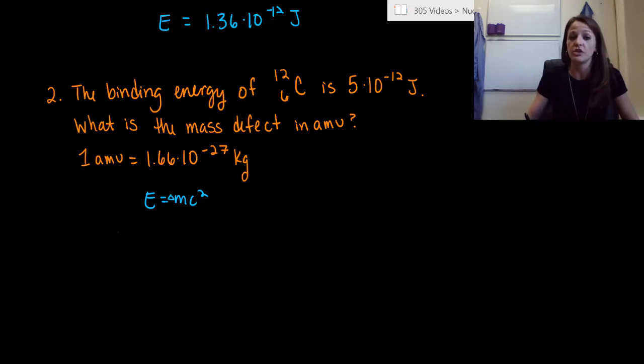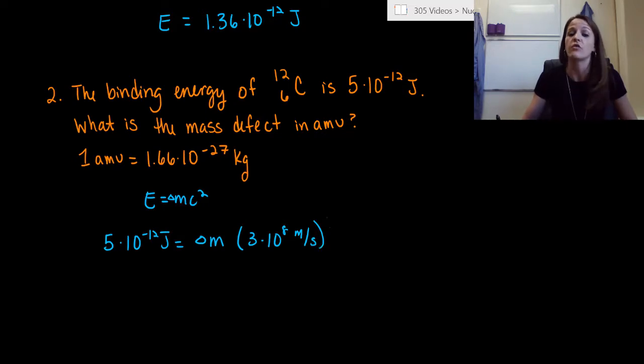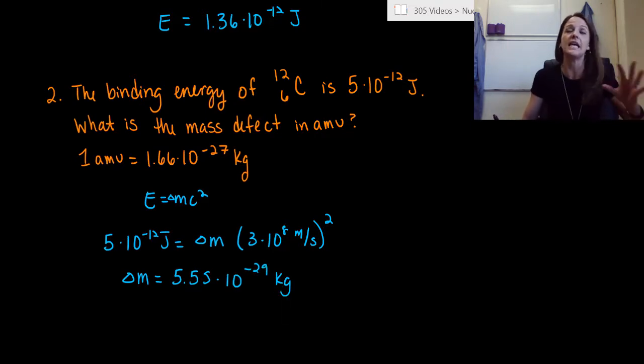Now our energy was given to us in joules. We don't have to do anything fancy with that unit. So we have 5 times 10 to the negative 12 joules is equal to our mass effect, that's what we're solving for, times our speed of light, 3 times 10 to the 8th meters per second. That never changes. And then remember to square that. If you do this properly, you solve for your mass effect and get an answer something like 5.55 times 10 to the negative 29 kilograms. So teeny, teeny, tiny. Remember this. You need to make sure you have an understanding of what these numbers should be like.